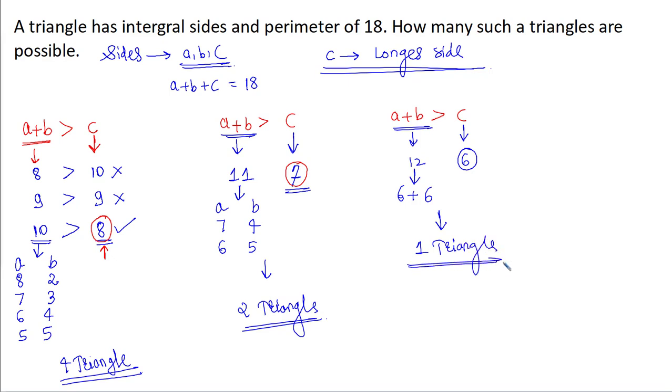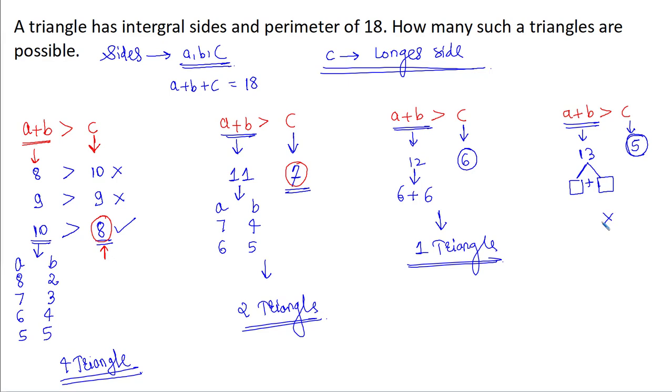Okay everyone, so now after this, if I take c is equal to 5, there will not be any possibility. Let's have a look at it. If I put a plus b is greater than c, and if I put c is equal to 5, then a plus b becomes 18 minus 5, that is equal to how much? 13. So by using numbers which are less than or equal to 5, can we form an addition of two numbers as 13? No, we cannot form an addition of two numbers equal to 13 by using numbers which are less than or equal to 5. So no triangle is going to form after this.